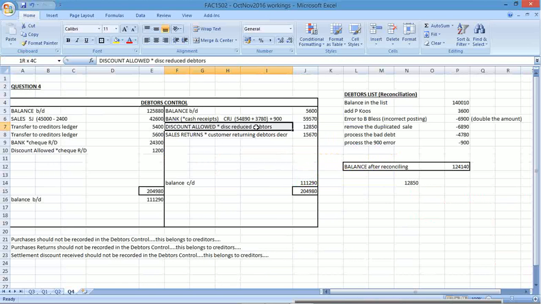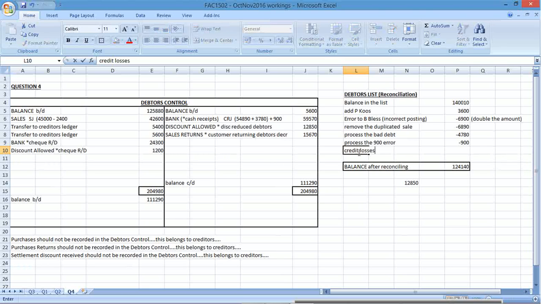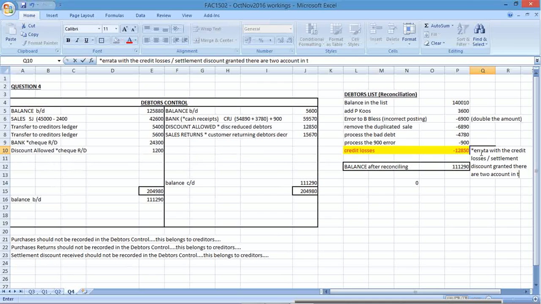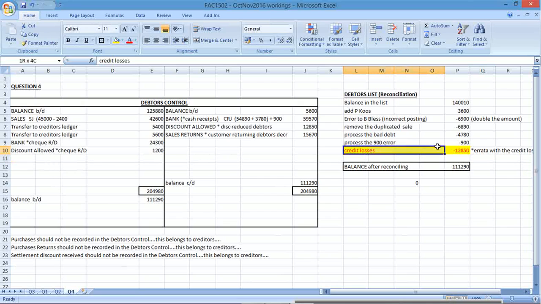So discount granted would have been that, and then you would have the credit losses. Okay, so credit losses, because that was the settlement discount granted. So the credit loss minus 12,850, and then sum this up. Alright, so I think there's a problem. There's definitely errata with the credit losses slash settlement discount granted. There are two accounts in the question. So yeah, I would have to process it. That would be my correction to get it to balance.